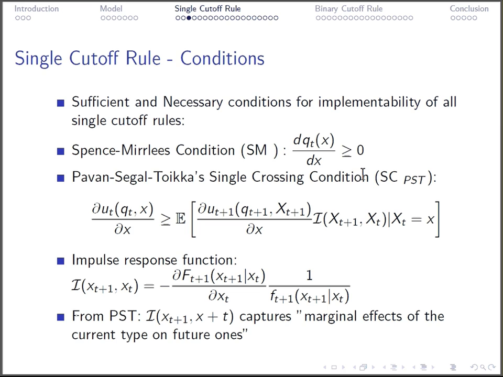From their paper, they have a very complicated single crossing condition. This is a very simplified version of that. Suppose there's only one action, then what this says is the slope of the utility in the current period is larger than the slope multiplied by something, taking an expectation conditional on this period's evaluation. That something is the impulse response function. From the Pavan, Segal, and Toikka paper, the impulse response function, basically quoting them, captures the marginal effects of the current type on the future ones.